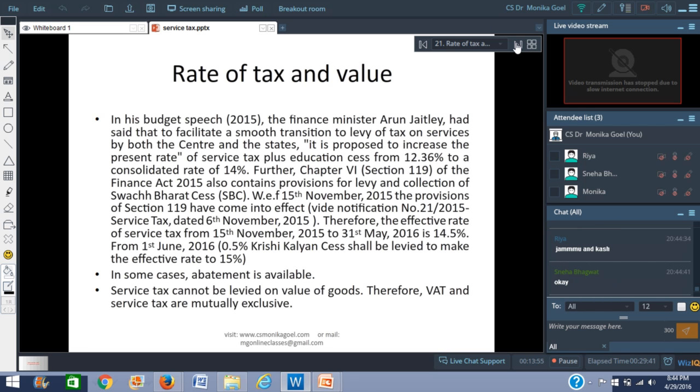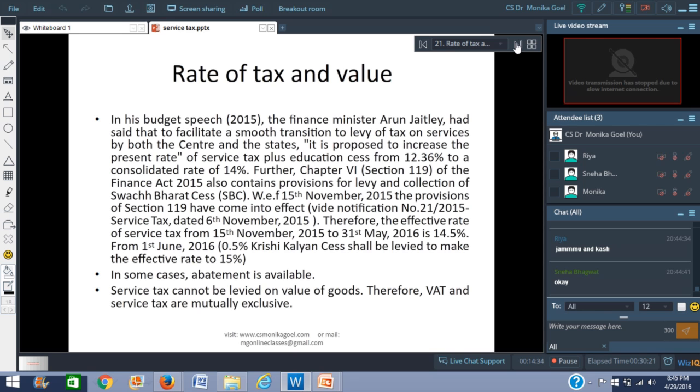Now coming to rate of tax. Why I'm saying it is very, very important is because rate of tax has been one thing which has been constantly changing with respect to service tax. In the budget speech of 2015, the finance minister Arun Jaitley increased the rate of service tax from 12.36%, which included service tax of 12% and 3% education cess, to a consolidated rate of 14%. He said that now there would no more be any education cess. We will be increasing the rate of service tax from 12.36% to 14%.